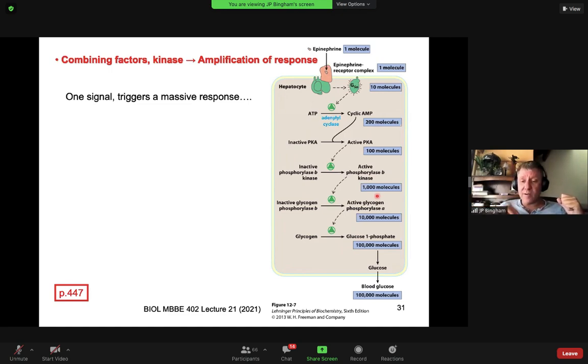We're going to dephosphorylate that, allowing it to move through the GLUT transport system, so the GLUT4 receptor again, this time in the opposite direction, and then cause the release of blood glucose of 10,000 molecules in the circulatory system. That is from the stimulation of one single molecule of epinephrine.